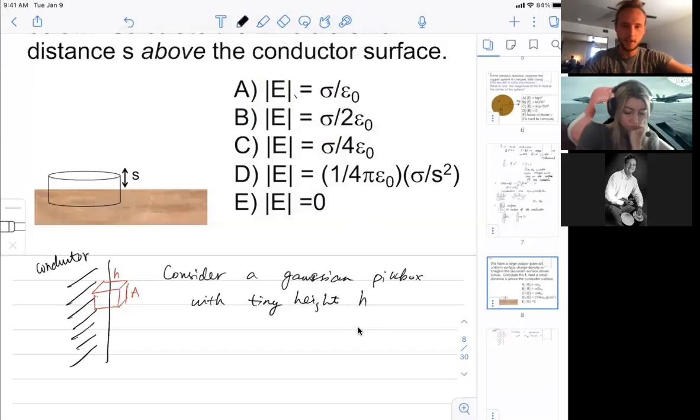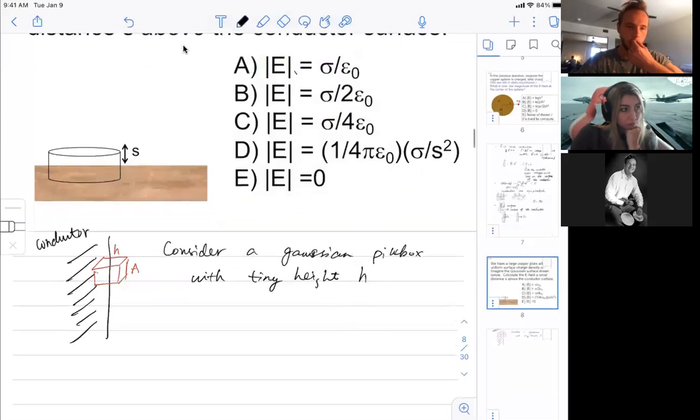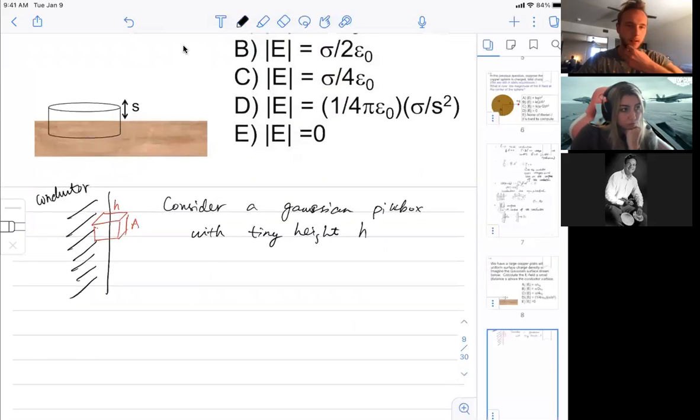Okay, I got everybody's answer. So let's take a look at our results. Pretty much split between A and B. Okay. All right. I'm going to go through the derivation with Gauss's law and let's work it out together. So I'm showing you a drawing of a conductor, and here we have the surface. I'm going to draw a Gaussian pillbox with tiny height h, and with a surface area a. Now, we have established that the E field is not going to be parallel to the surface.